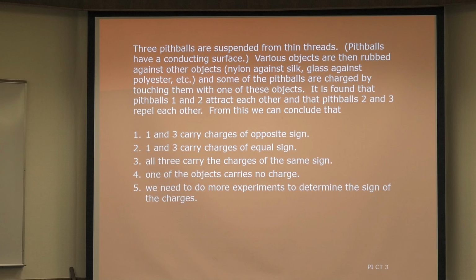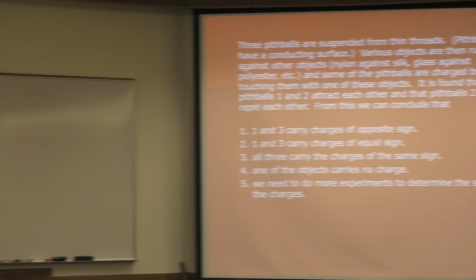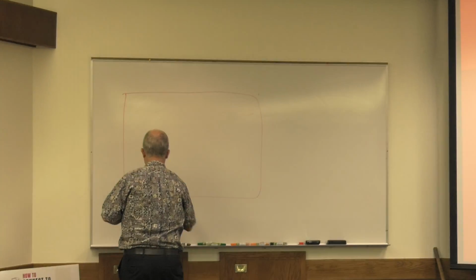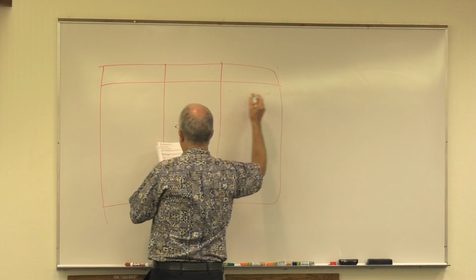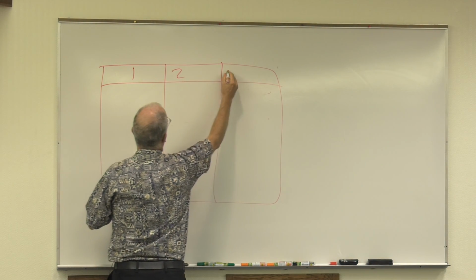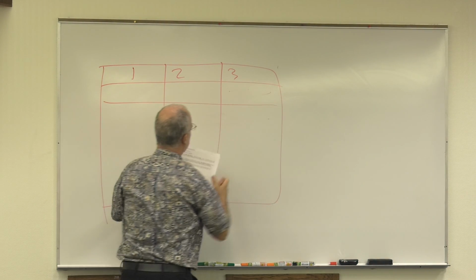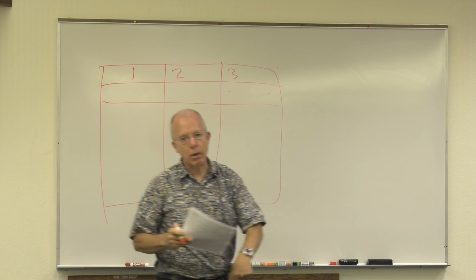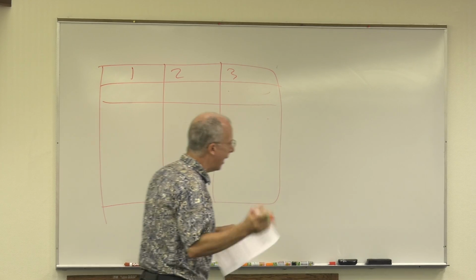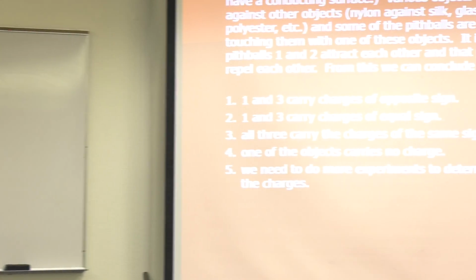From this, we can conclude that, all right, now, so what I suggest you do, the only way I can think of it, is make a table. So just make a table and have different rows and figure out the possible charge combinations, right? So pause your video and figure this out. This is a good test question, so you don't want to memorize it. You want to be able to figure it out.